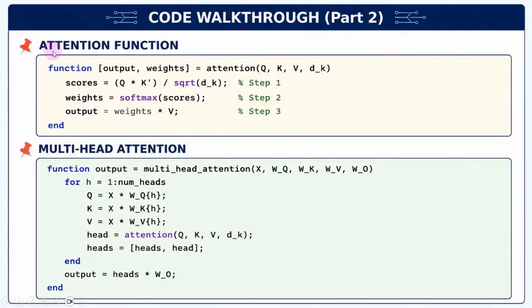Here's the attention function. It's only 3 lines. First, compute the scores using matrix multiplication and scaling. Then apply softmax row-wise to get attention weights. Then multiply by V to get the output. This function also returns the attention weights, so we can visualize them later. The multi-head attention function loops over each head, computes its own Q, K, V, calls the attention function, and then concatenates the heads. Finally, it projects the concatenated result using w_o. This is the beauty of MATLAB. With matrix operations, we can implement the entire attention mechanism in just a handful of lines.